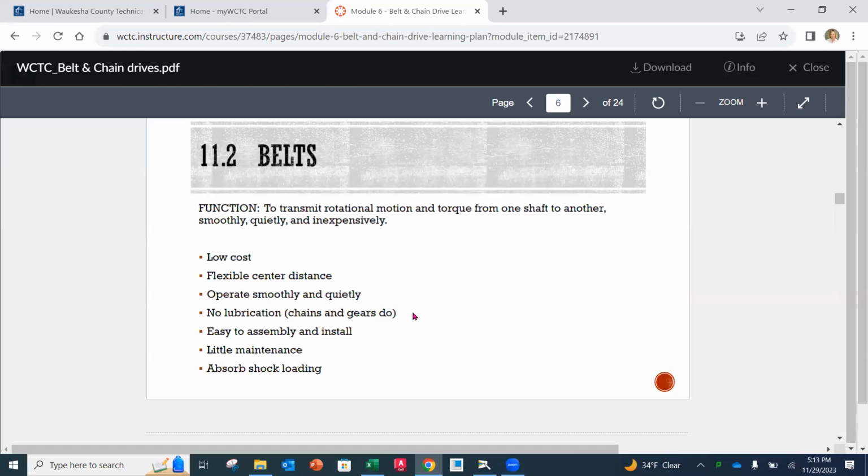Now, again, flexible center distance as we've talked about, but probably their biggest advantage is that they're going to be quiet and a little bit more smooth. Okay.